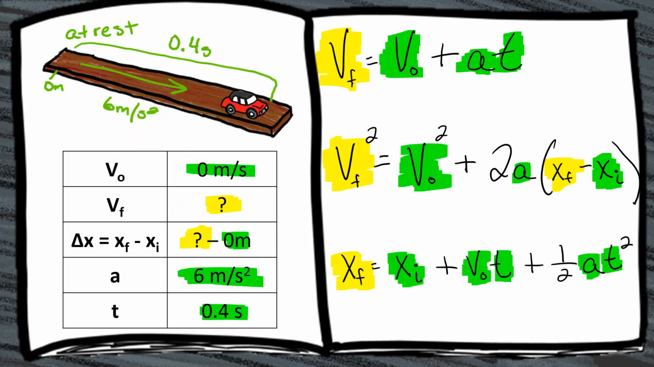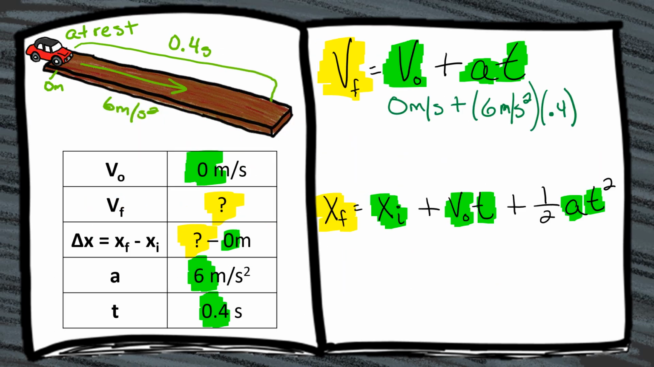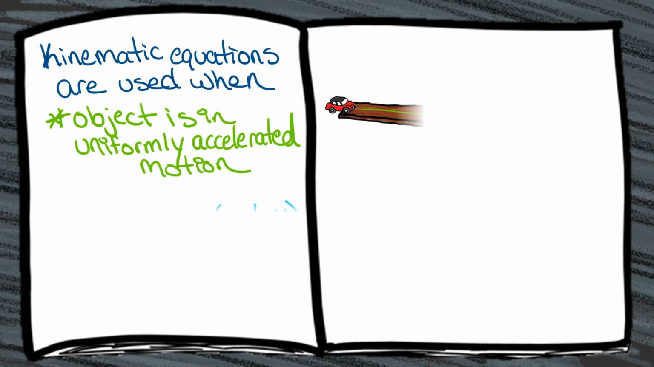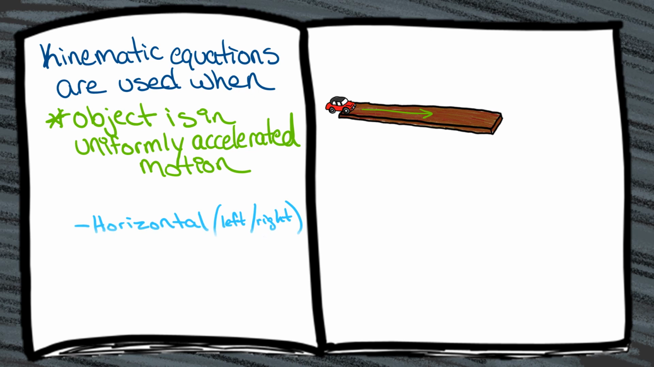Okay, so let's try it out. Good job, Alex. The final velocity would then be 2.4 meters per second. Now, what about the final position? Yes, that's right, Alex. The final position would then be 0.48 meters. Notice how we use these kinematic equations to solve missing variables of an object that was uniformly accelerating in a horizontal motion. But we can also use these for vertical motion, which is what we're going to use in our next video lecture when we discuss objects in free fall.